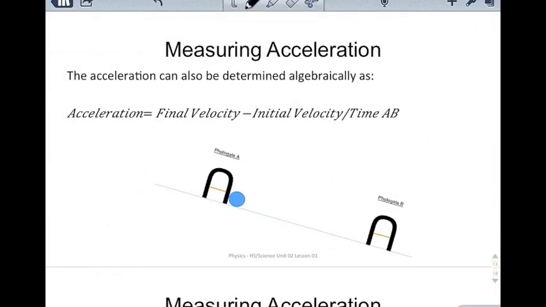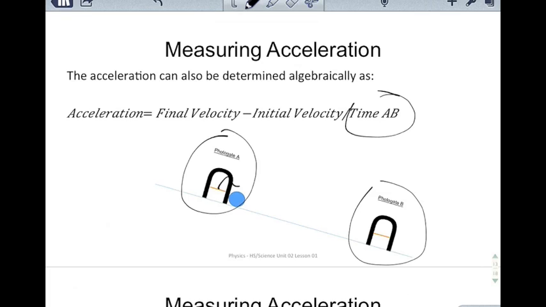Measuring acceleration. Now, in the lab, we didn't stop at just measuring the velocity of these two particular points. We measured the velocity at A, and we measured the velocity at B, and then we divided by the time that it took to go between these gates. That is how we can calculate the acceleration, which is basically the same thing as we did on the graph.